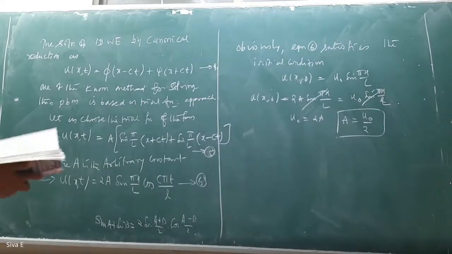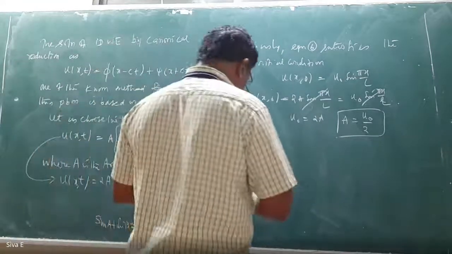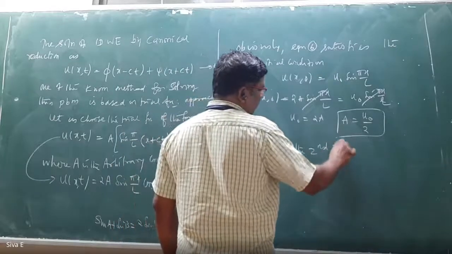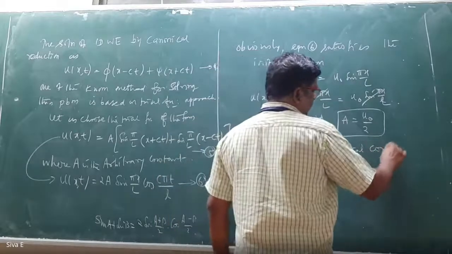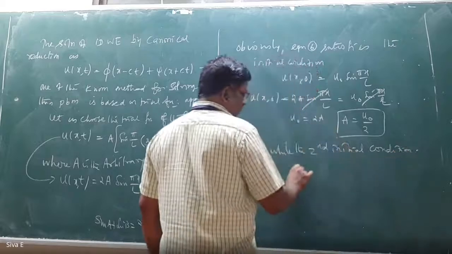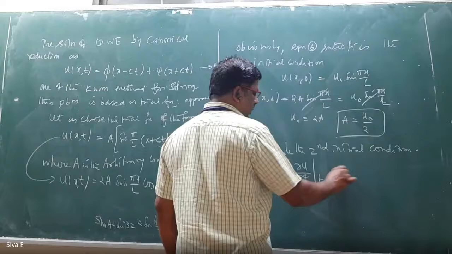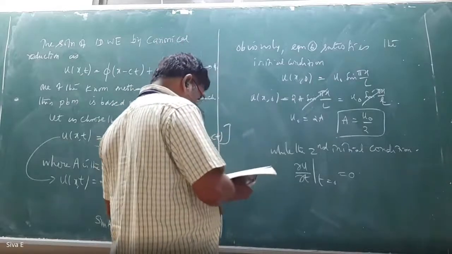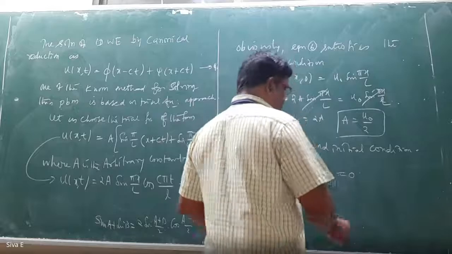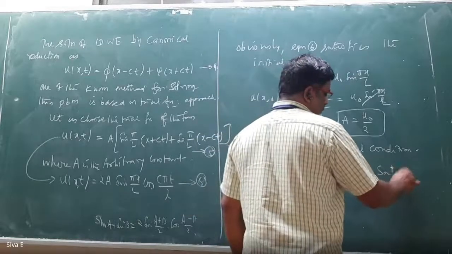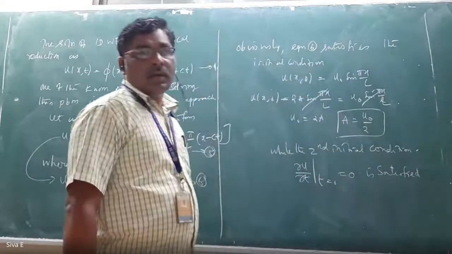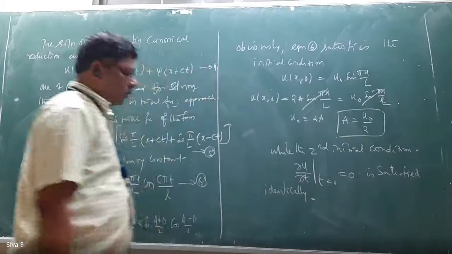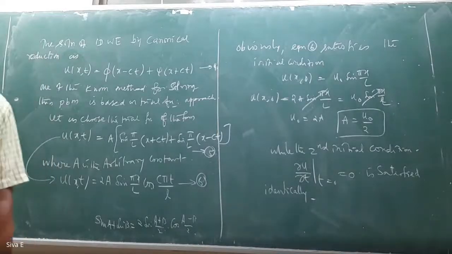While the second initial condition, what is the second initial condition? ∂u/∂t at t equal to 0, which is equal to 0, is satisfied identically.